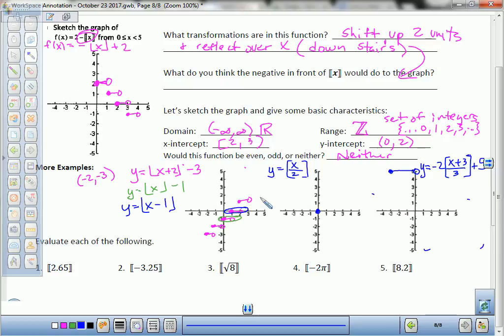So for this problem, I would start right here at 0, 0, but I would go over 2 units to do my open circle. Now I still just jump up by 1 and go over 2 units. And go over 2 units. So when I go backwards, I go back 2 units.